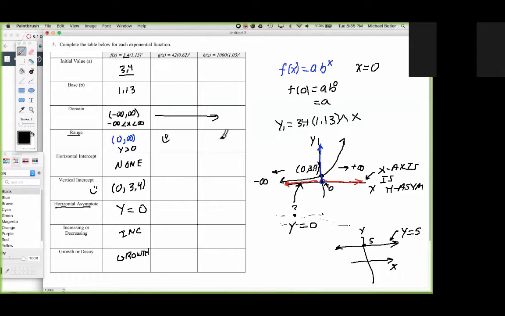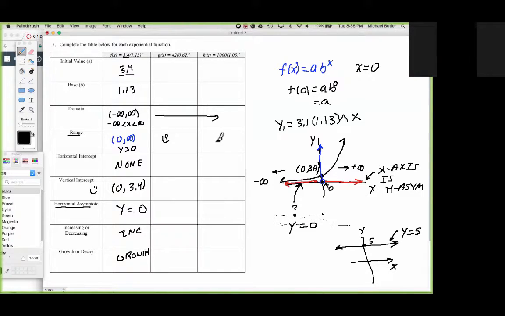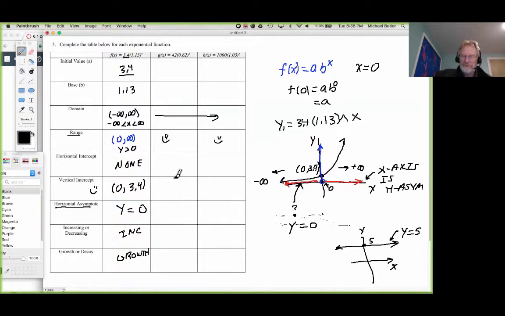What about h of x? Oh, it cut me off on that one. What does this one say? It's going to be the same as well. Yeah? Yeah. I put smiley faces to mean you're right, okay?